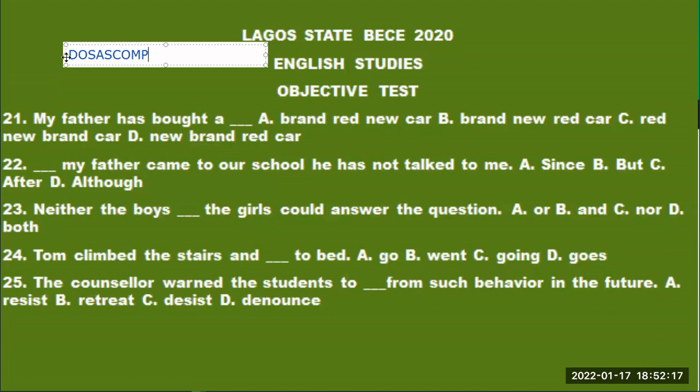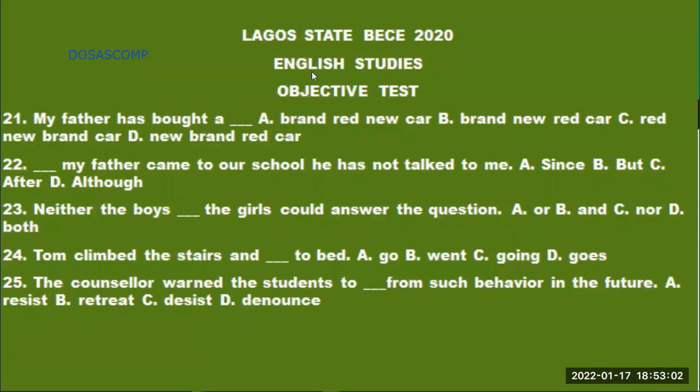Now, using this order, we can see that brand comes first because it is opinion, followed by age, because you can see age here. Color comes after that. So age comes before color. So we can see brand new red car. That's the way it is, all right? Brand new red car. This is the one that really fits in, okay? Brand new red car. Okay, so that's the way it is.